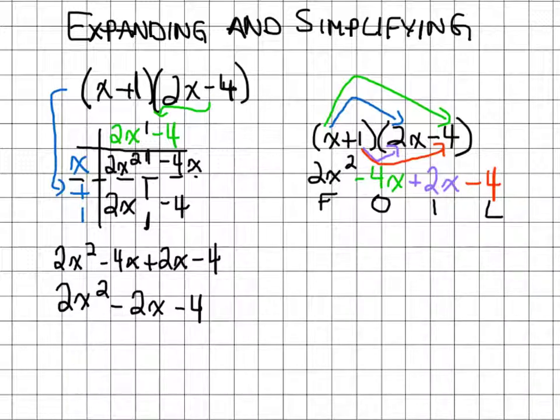So I've expanded it. Now I'm going to simplify it. So again, I have 2x squared minus 2x minus 4. And as you can see, these two are the same. We have the same answer, so it doesn't really matter which one you use as long as you're consistent.